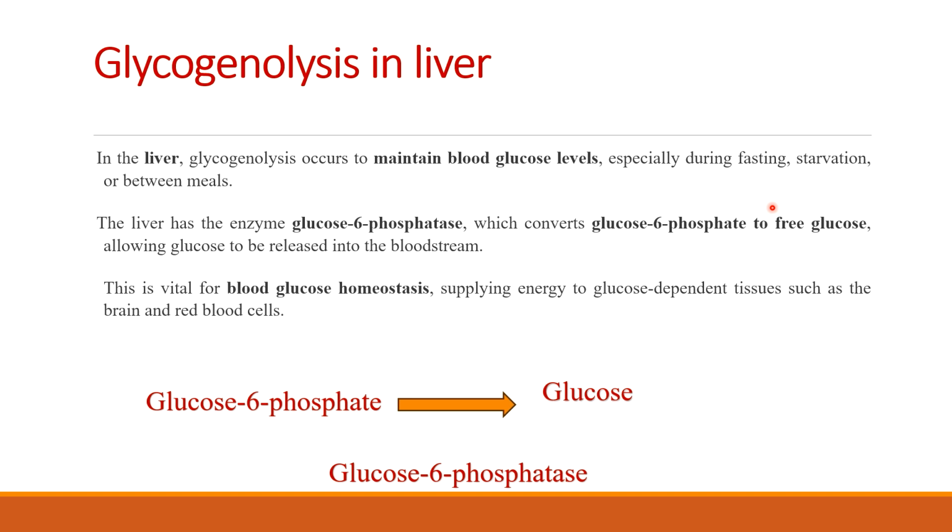The liver contains the enzyme glucose 6-phosphatase, which converts glucose 6-phosphate into free glucose. This allows release of glucose into the bloodstream, and this is very important to maintain homeostasis of blood glucose levels so that energy could be supplied to those tissues which are glucose dependent, like the brain and RBC. So glucose 6-phosphate is converted to glucose by glucose 6-phosphatase.